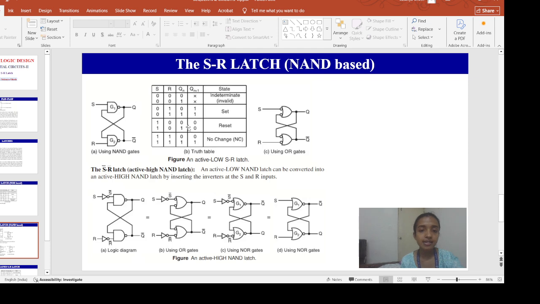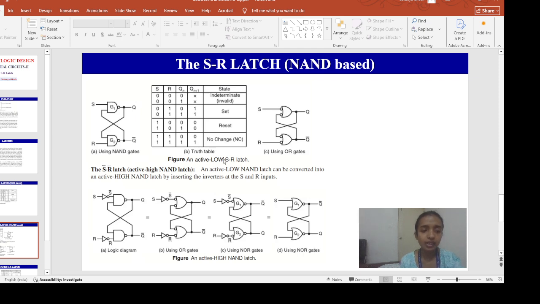The set and reset inputs here are normally resting in the high state, and one of them will be pulled low whenever we want to change the latch output. So this is the active low SR NAND latch.